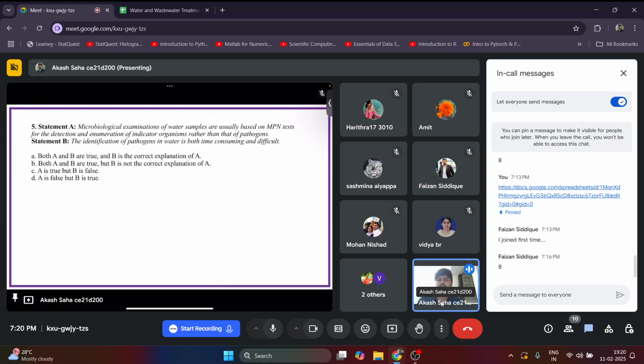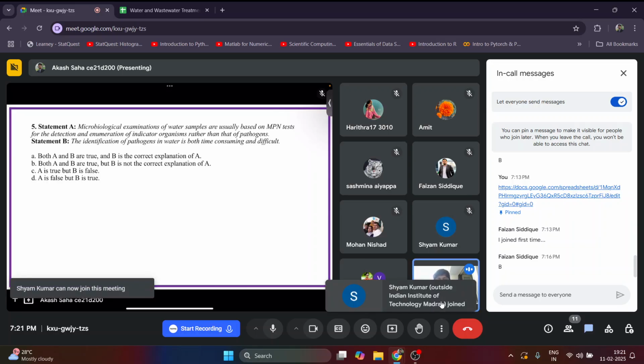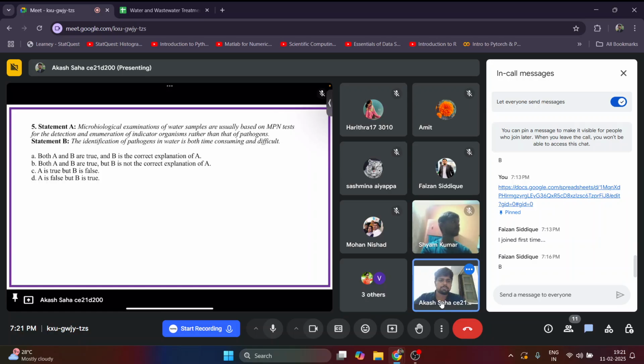Statement B says the identification of pathogens in water is both time consuming and difficult. So you have to say whether both of A and B are true, or one is false, or one is the correct explanation of the other. So based on that you have to answer. So please try to answer this question. So it is talking about the microbial examination.